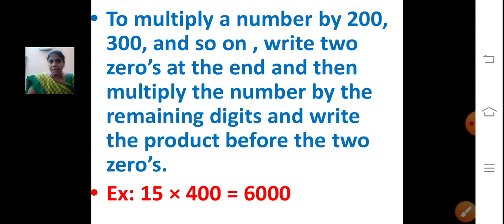Now to multiply a number by 200, 300 and so on. What you have to do? Write the 2 zeros at the last. Same way like tens. So we are going to write 2 zeros at the last.